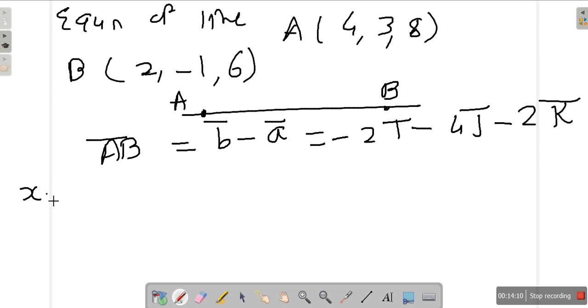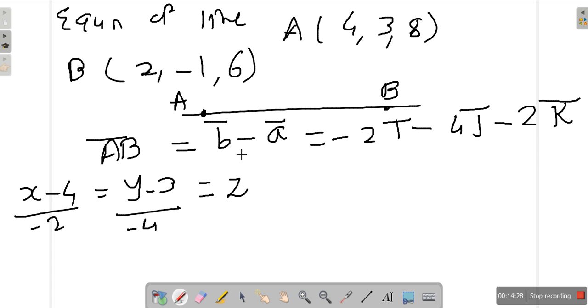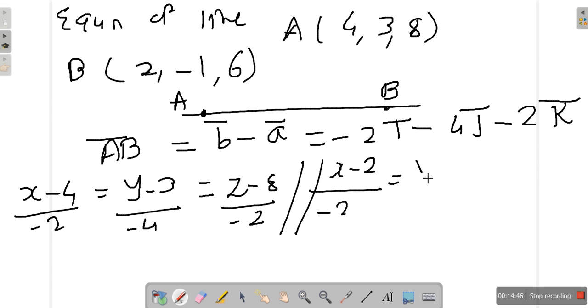So what is the equation of line? The equation of line can be x minus 4 upon minus 2 equal to y minus 3 upon minus 4 equal to z minus 8 upon minus 2, or the same equation, it will make no difference if you use x1, y1, z1 as 2, minus 1, 6. So the same equation can be x minus 2 upon minus 2 equal to y minus minus 1, so y plus 1 upon minus 4, and you can take the third point as 6, which is z minus 6 upon minus 2.